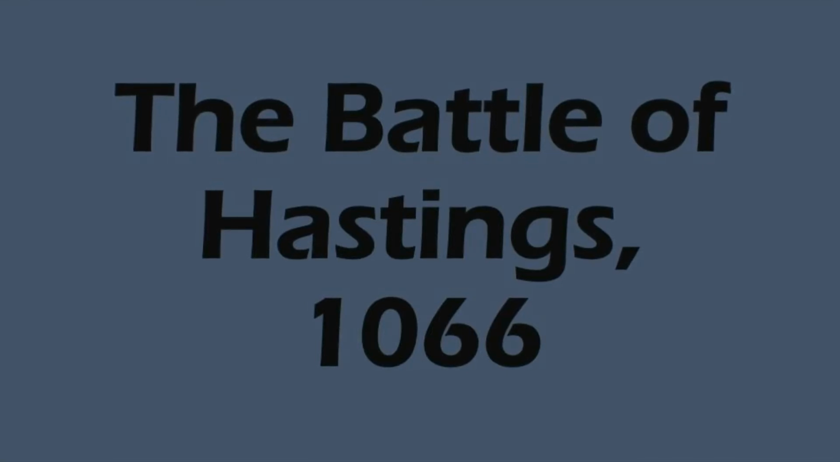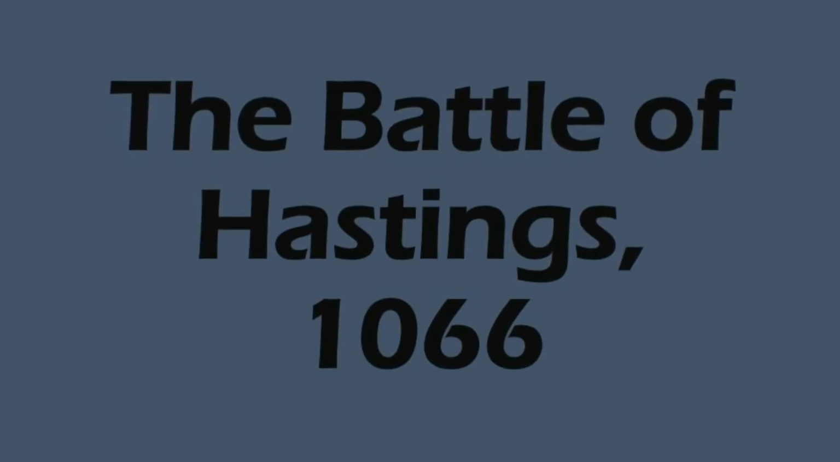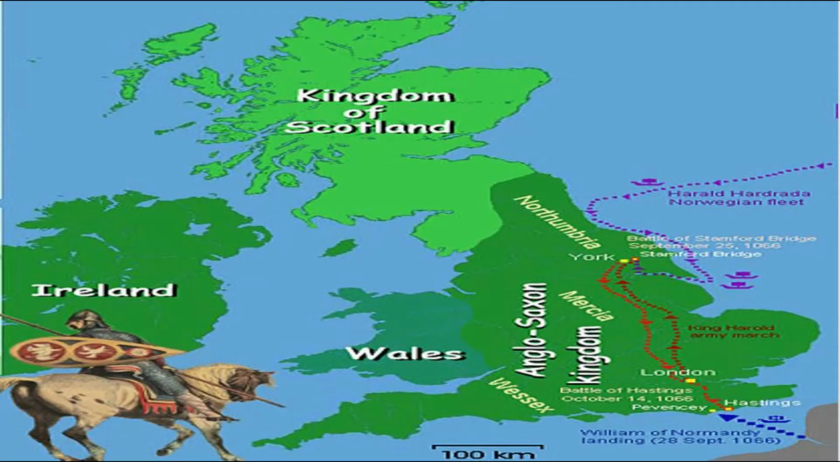In today's episode, we'll be looking at the Battle of Hastings and how this battle changed England forever. A king dies without an heir, and three rivals claim their right to one throne. But who will be the next king of England? Let's learn some more history.